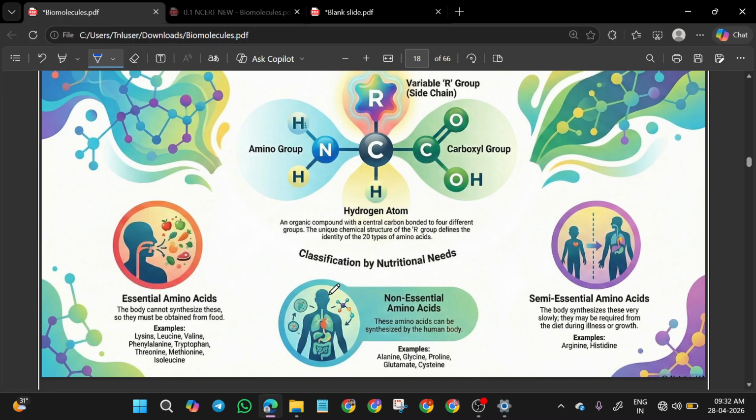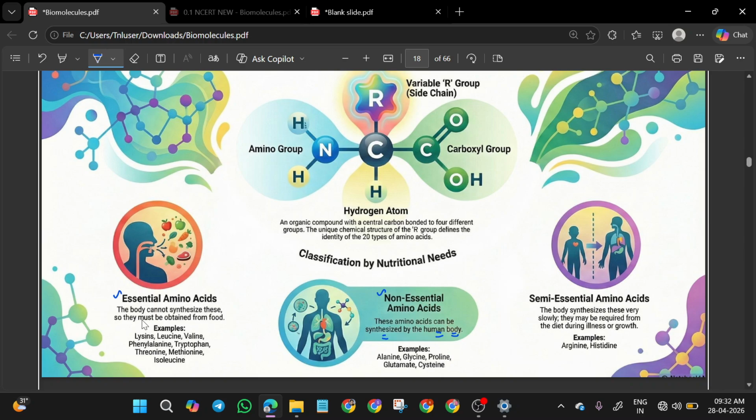First we are going to classify it based on whether it is essential or non-essential. Suppose our body itself is able to synthesize it, that is non-essential. These amino acids can be synthesized by our body. Essential means we need it. Non-essential, we do not need it from outside, so our body will produce it. We do not have to take it from outside. That is non-essential amino acid.